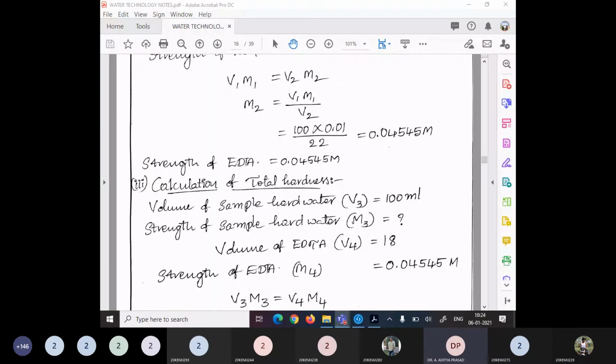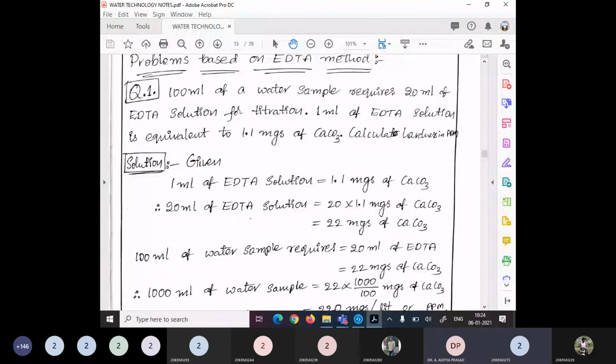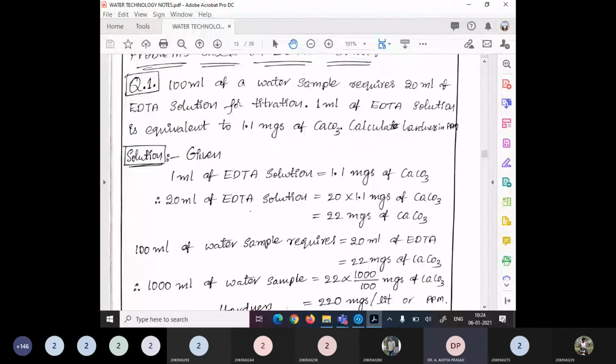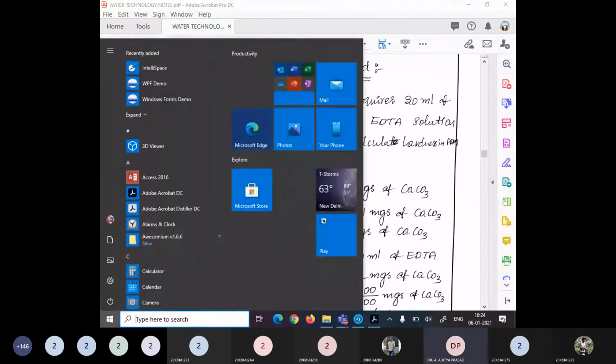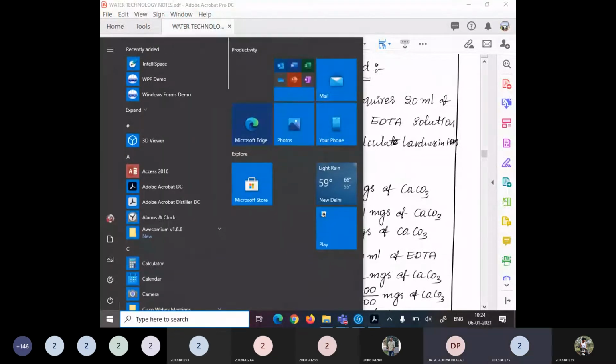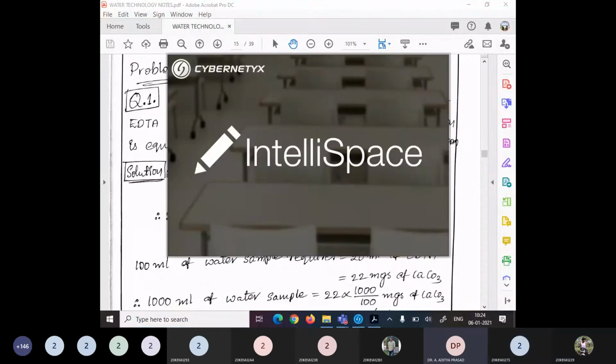Everybody able to see my screen now? Yes, sir. What do you see on the screen now? Can you hear me? Yes, sir. What would you see on the screen? Yes, sir.